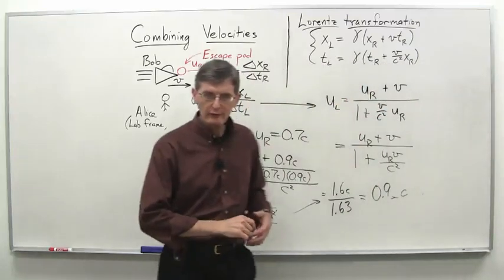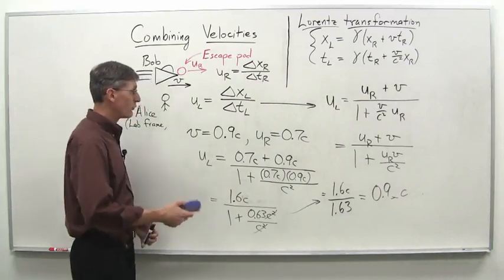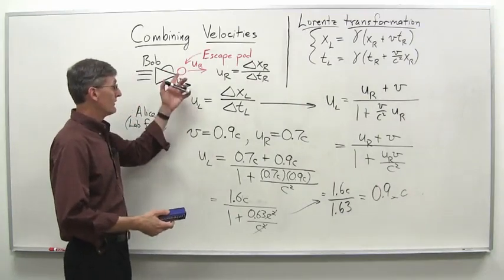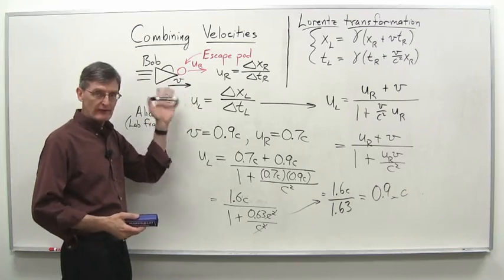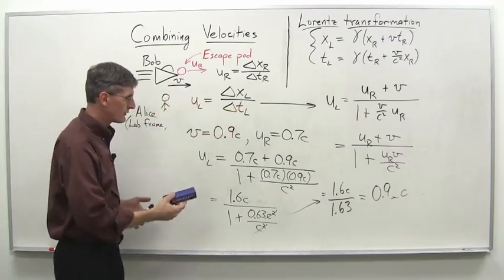Just thought of one more thing we should actually look at here. I want to do the example of what happens if, instead of the escape pod, Bob has a flashlight or laser beam and he shoots a beam of light out in front of him. So let's just quickly do that.